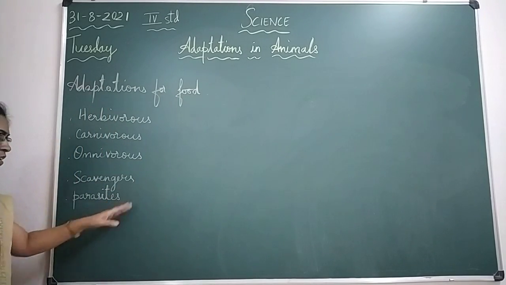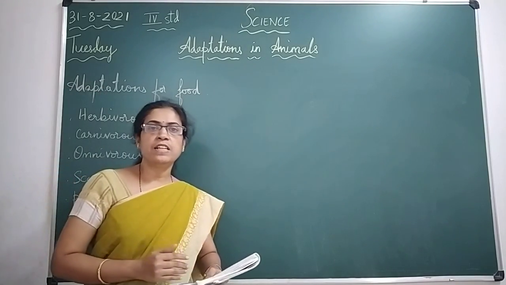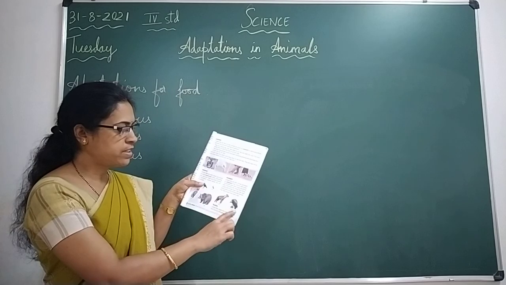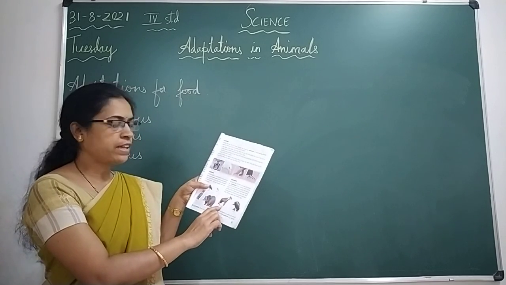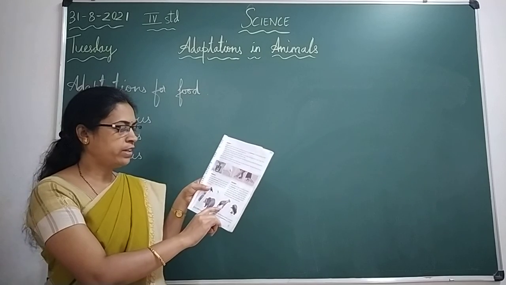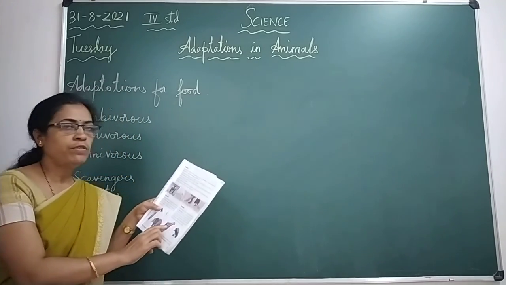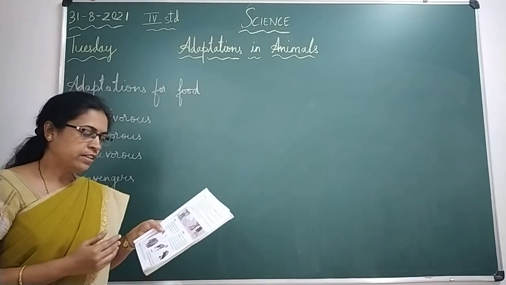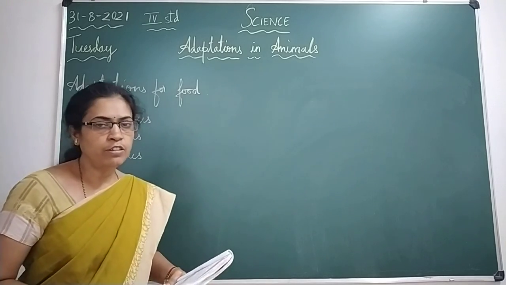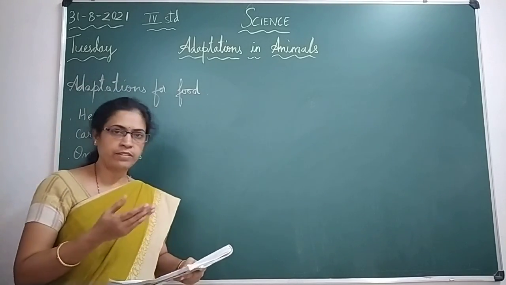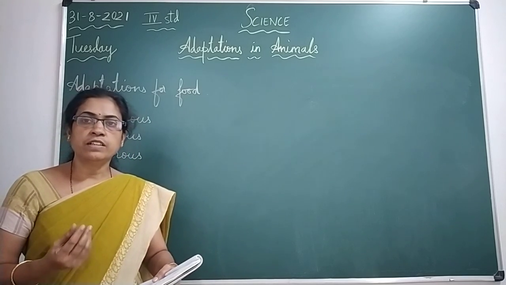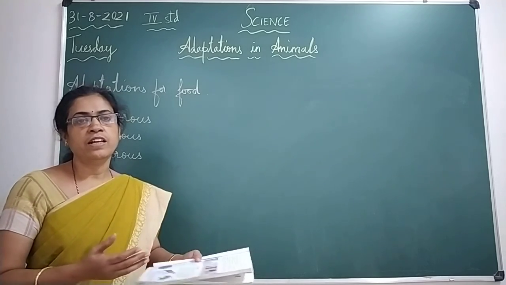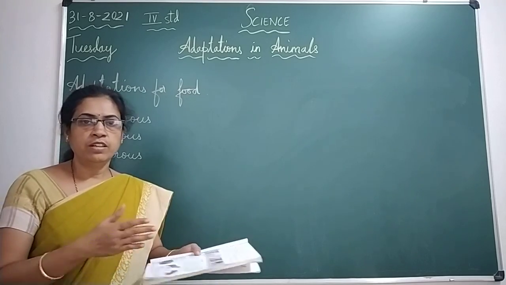So what are scavengers, children? Animals that eat the flesh of dead animals in the forest are called scavengers. Examples of scavengers are hyena and vulture. You can see in the picture here. Animals like hyena have broad and strong teeth, while birds like vulture have strong and curved beaks. They also have a strong sense of smell and excellent eyesight. They help in cleaning the forest by eating the leftovers. Whatever the lion, tiger and other animals hunt, they leave the leftover flesh of other animals behind.